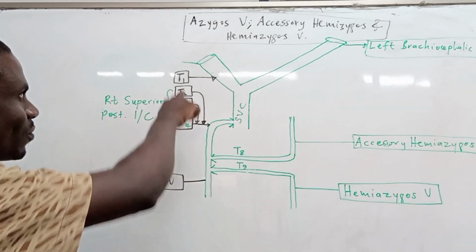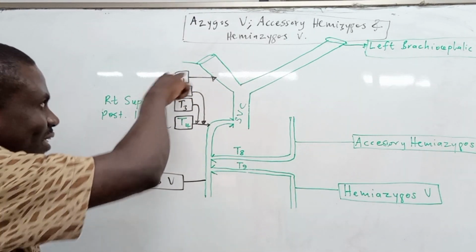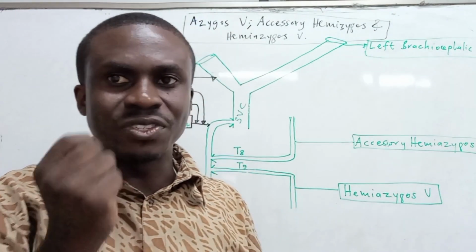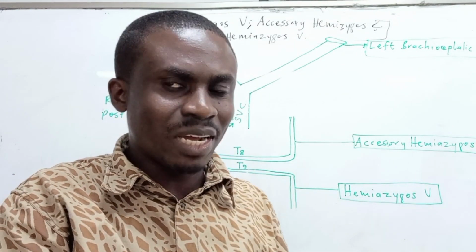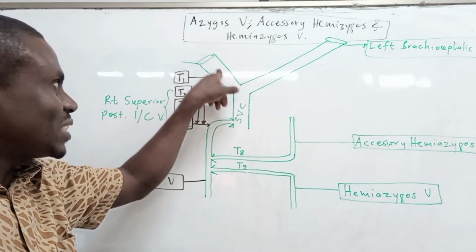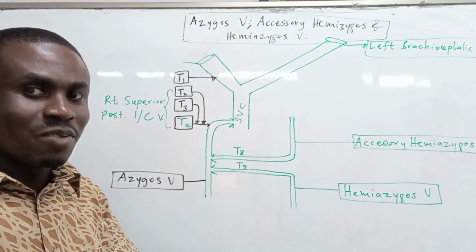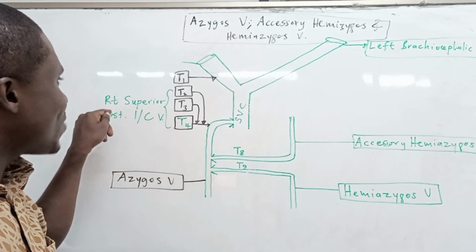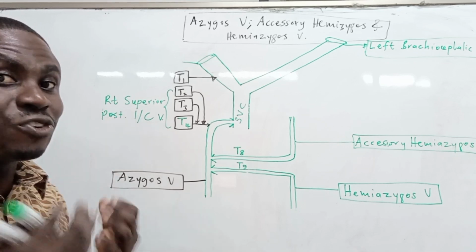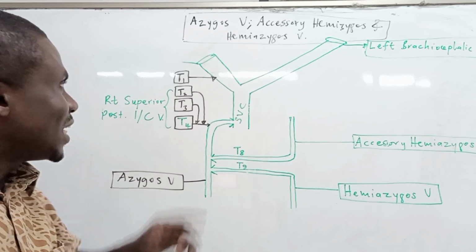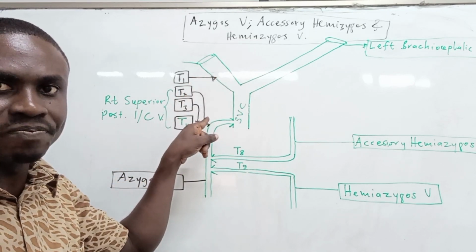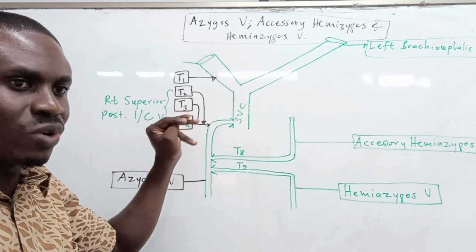Now, let's look at it. So that of the first one is drained directly into what? If I ask you in an exam that the first right posterior intercostal vein is a tributary of what, your answer is the right brachiocephalic vein. But if I say the right superior posterior intercostal vein is a tributary of what, your answer is not going to be the right brachiocephalic vein, but rather the azygos vein. And that is a principle I want you to understand.